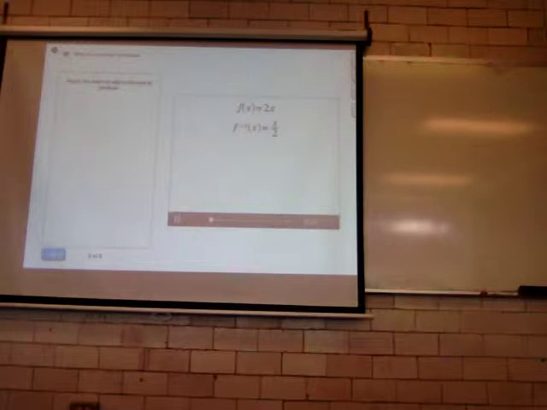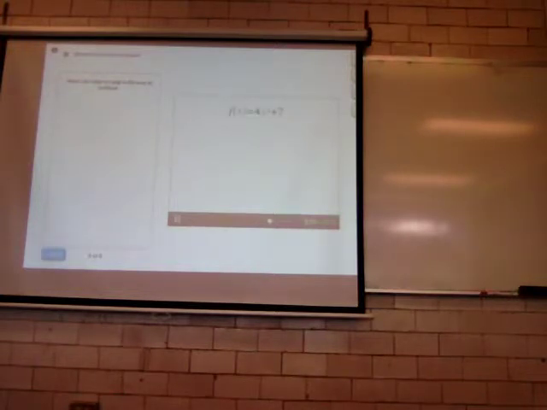Rather than using input-output tables, let's work out a more systematic way to find inverse functions. First, let's set y equal to f of x. In this case, y equals 2x. The next step is to switch the x and the y. Finally, let's solve for y. Here we can find y by dividing both sides by 2. So y equals x over 2, which is exactly the inverse function that you found earlier.